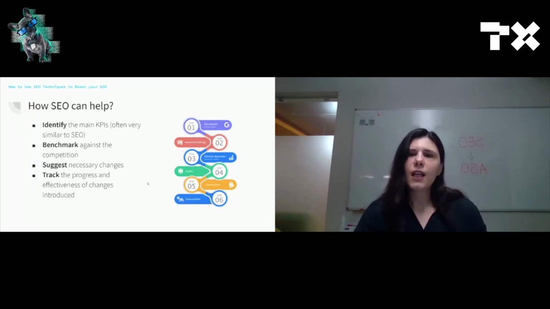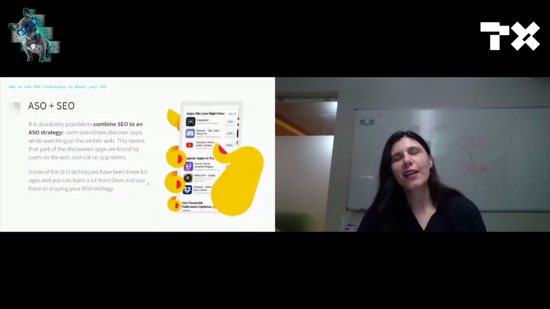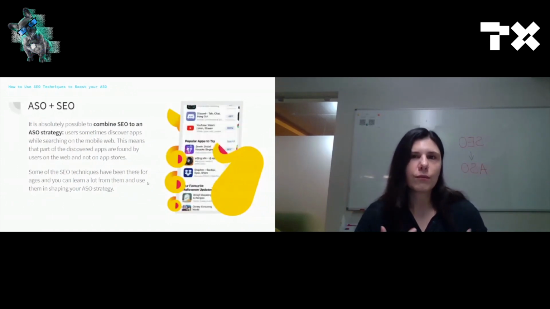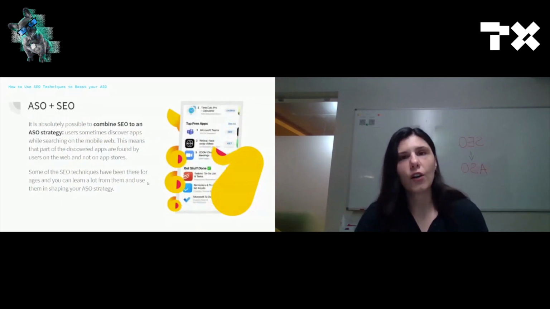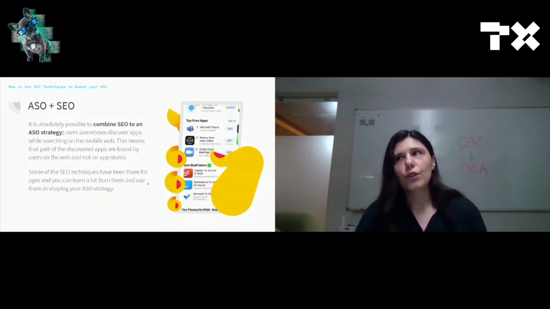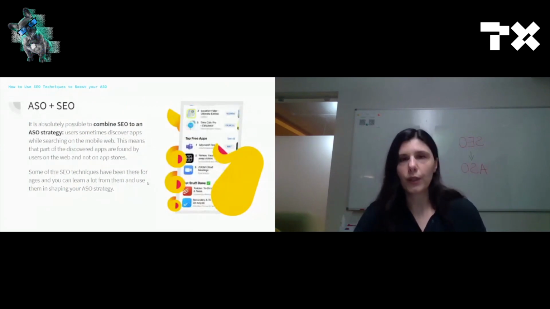So finally, I would like to tell you that it is absolutely possible and desirable to combine SEO with an ASO strategy. Not only because there are so many things that you can steal, let's say, from SEO, but also because sometimes users discover the apps through other means of the mobile internet: while browsing on the mobile, while looking at other websites, through ads, through suggestions or recommendations of some sort. So this means that you're also grabbing the part of the users that are not directly available to you through Google Play Store and App Store.